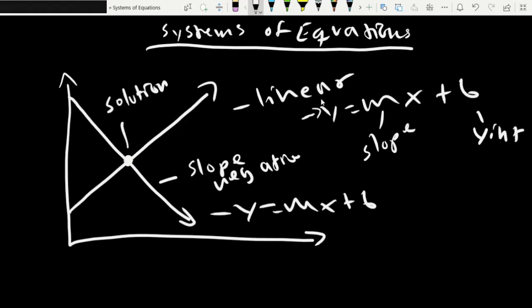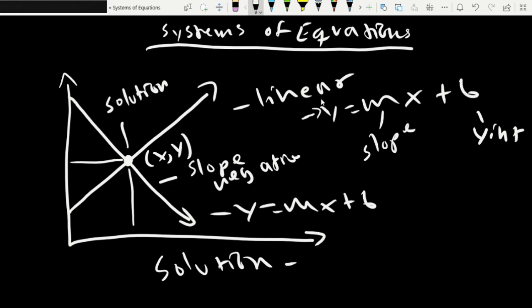So that's going to be our solution. If you have two linear equations that meet at one point, that one point is going to be our solution to the system of equations, and this is going to be represented in an ordered pair fashion. So this is going to be an ordered pair of x comma y. So the solution is going to be in x comma y format, so we're going to solve for x and y.